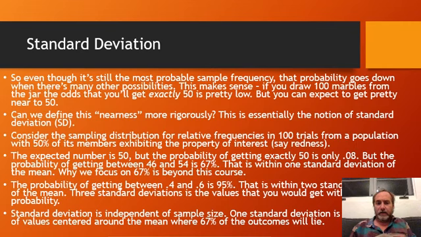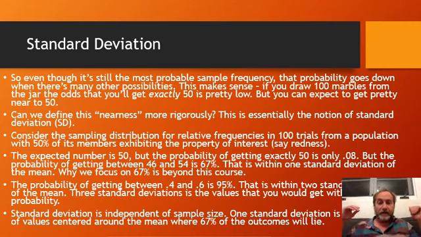So what does it mean to say it's pretty likely that I'll get close to 50 if I'm sampling 100, or close to 150 if I'm sampling 300? What does this pretty close intuition mean? Is there a more rigorous way to define that? And that essentially is the notion of standard deviation. So consider the sampling distribution, and we're over 50 minutes now. I apologize, but I've got 4 more slides.